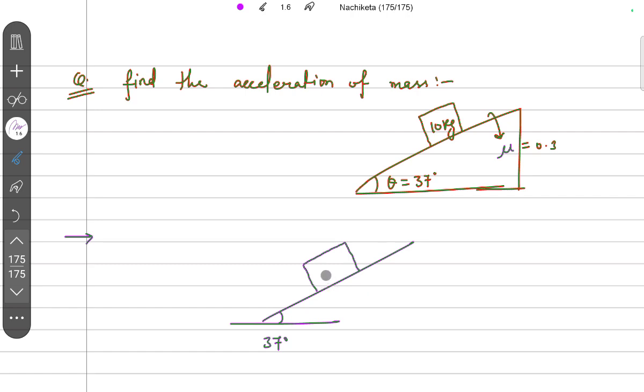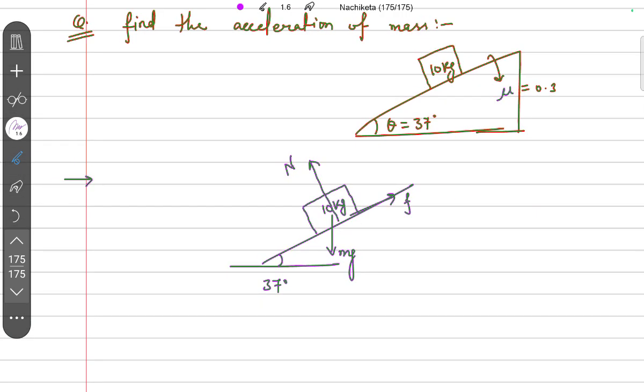So first we will draw the FBD, free body diagram. One normal reaction will be there, and friction. Now we don't know whether it is going to slide or not. So we will consider F only. Later we will assign either K or S.